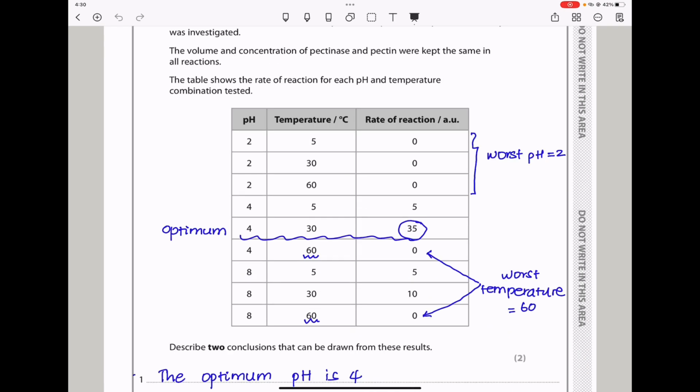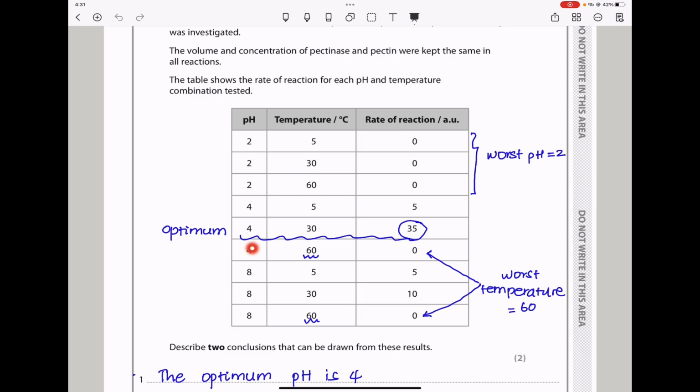So we can see they tested pH 2, and then pH 4 and pH 8. We also see temperatures 5, 30, 60, then 5, 30, 60, and 5, 30, 60. So for each pH, they changed the temperature, and for each temperature, the pH was varied. The rate of reaction is 0 here, and 0 there, but we see the highest rate is here, meaning temperature 30 and pH 4 are going to be the optimum conditions for this reaction.